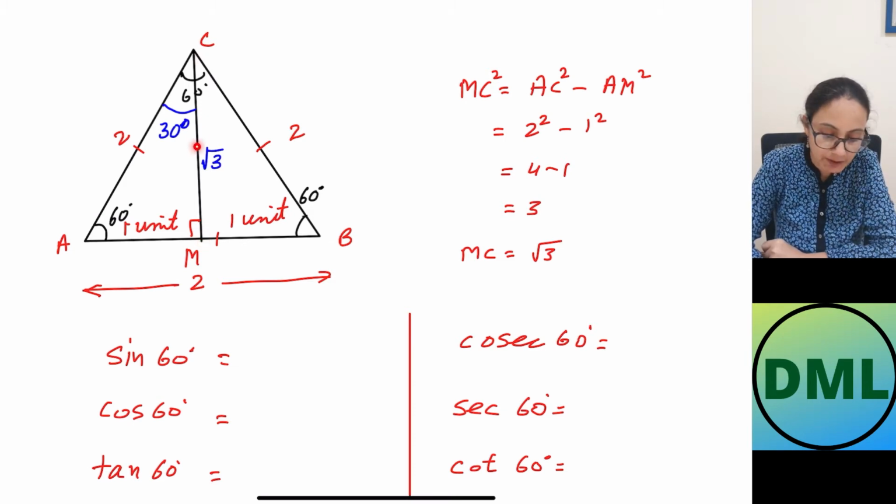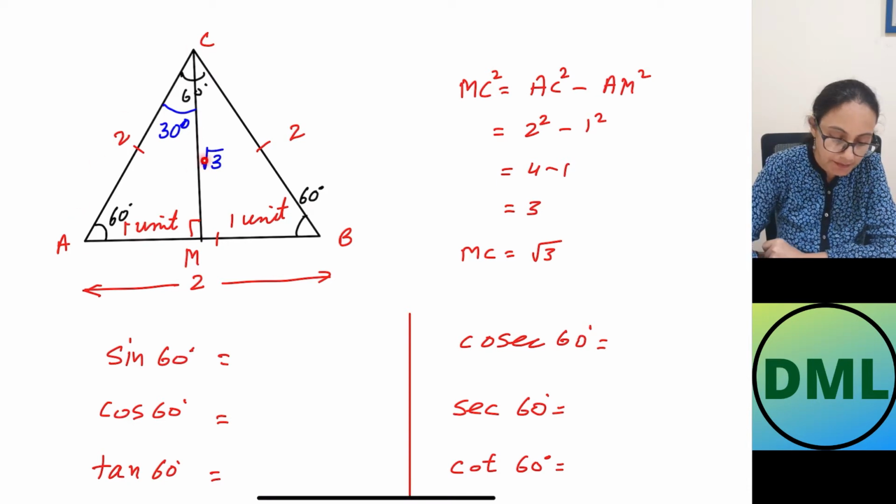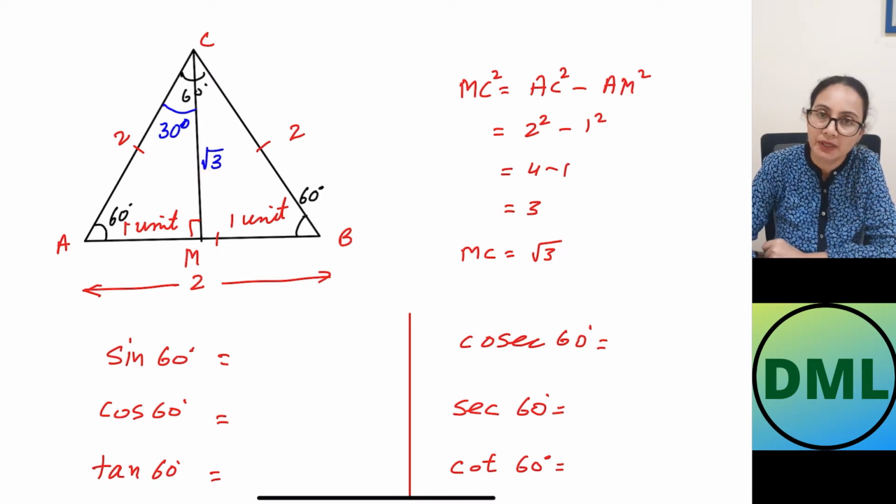So CM is basically the height of this AMC triangle in which the hypotenuse is 2 and the base is 1. So if I apply the Pythagoras theorem here, MC square will be given by AC square minus AM square, which will be equal to 2 square minus 1 square. So it will be 4 minus 1 is equal to 3. So MC is equal to root of 3 units. So that means this is root 3 units.